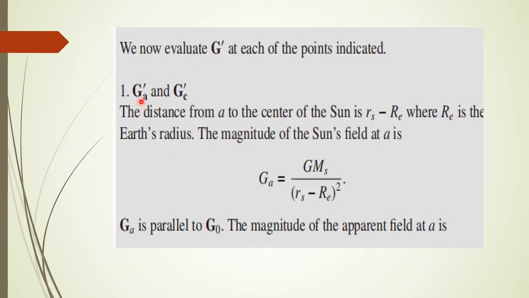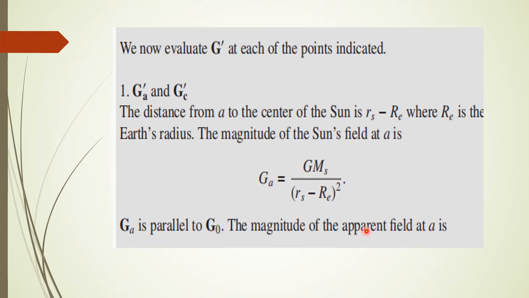Okay, so first we take the points A and C, the equivalent opposite points. So we find out G dash A, the apparent gravitational field at the point A. Since the distance is Rs minus Re, where Re is the radius of Earth, Ga will be equal to minus GMs by (Rs minus Re) whole square. So Rs is replaced by Rs minus Re. And we know that Ga and Go are parallel, along the same direction.